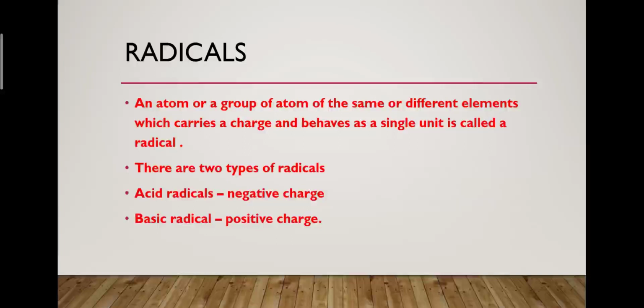Now examples for these radicals are given in your book on page numbers 10 and 11. Two tables are given for acid radicals and basic radicals, that is table 1.5 and 1.6. You can see there that it is clearly differentiated in your book. Many examples are given there of the elements which have positive charge on them, and the elements which have negative charge on them.